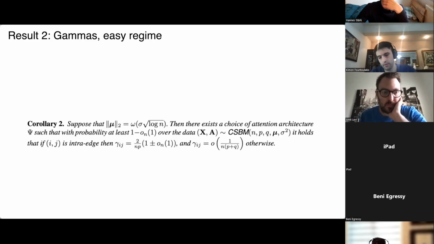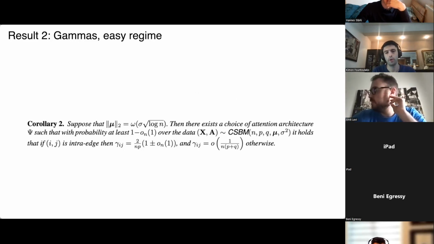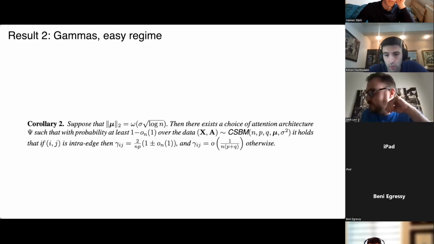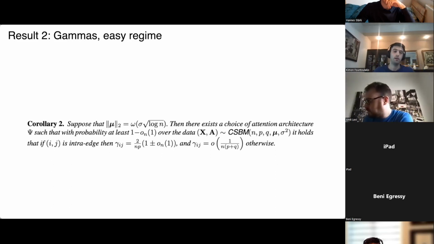So okay, gamma. We need something stronger than just classification of inter and intraedges. We need to know the exact value of gammas, because gammas are going to be part of the graph convolution. So this result is that if the distance between the means is bigger than sigma square root log n, then if we use the psi function from the previous slide, we can show that with probability 1 the gammas for the intraedges are going to be 2 over np, and the gammas for the interedges are going to be way smaller. Little o here means smaller order than 1 over n times p plus q. So we have a very nice separation of the intra and inter gammas as well.